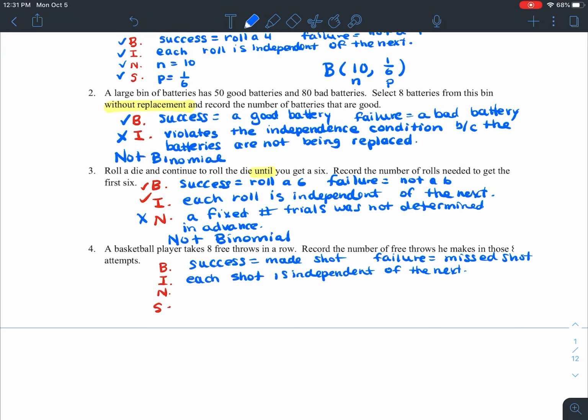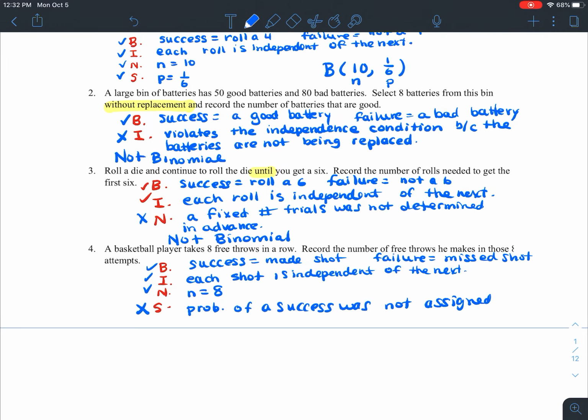They did give us a fixed number of trials. They said there were going to be 8 free throws here. So we're going to say N equals 8. And then S, the probability of a success. It actually didn't mention in the problem what the probability was that he makes a free throw. They didn't tell us that. And so it feels like right here is where we're violating this last condition, because the probability of a success was not assigned.